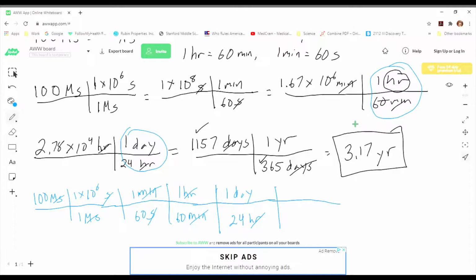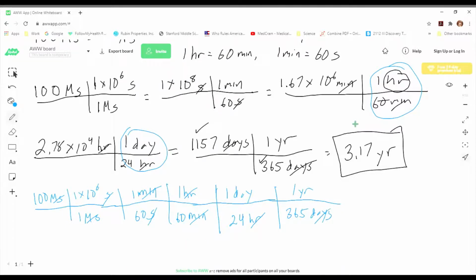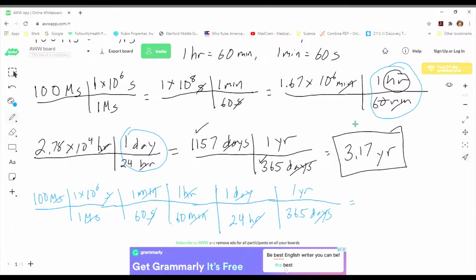And then we know that there's 365 days per year. So the days would cancel. And we would get an answer here with our units being years, because all the other units have canceled out, right? Megaseconds, seconds, minutes, hours, days.